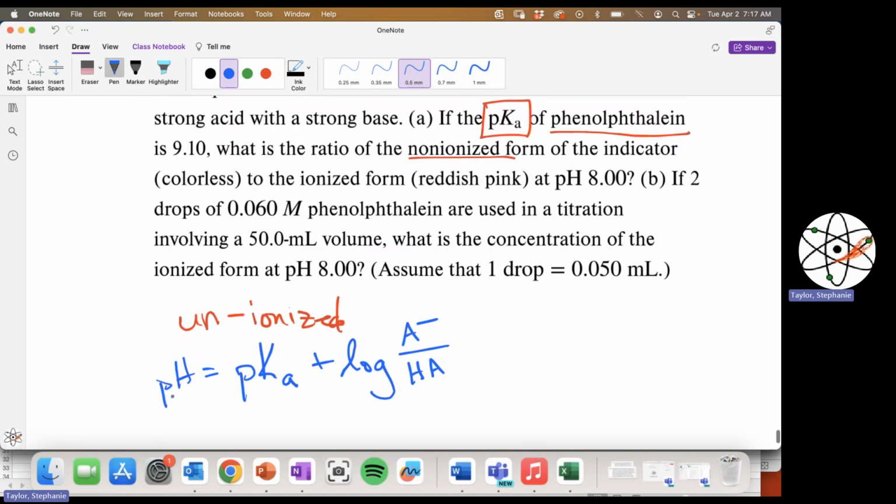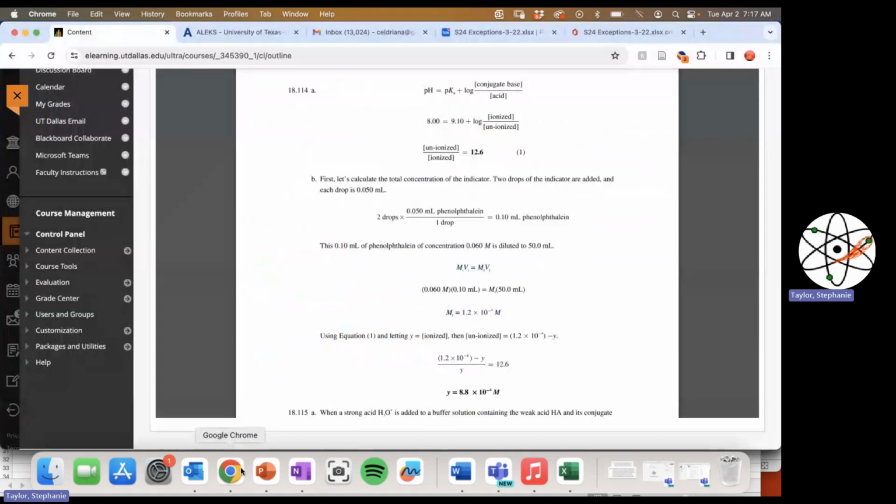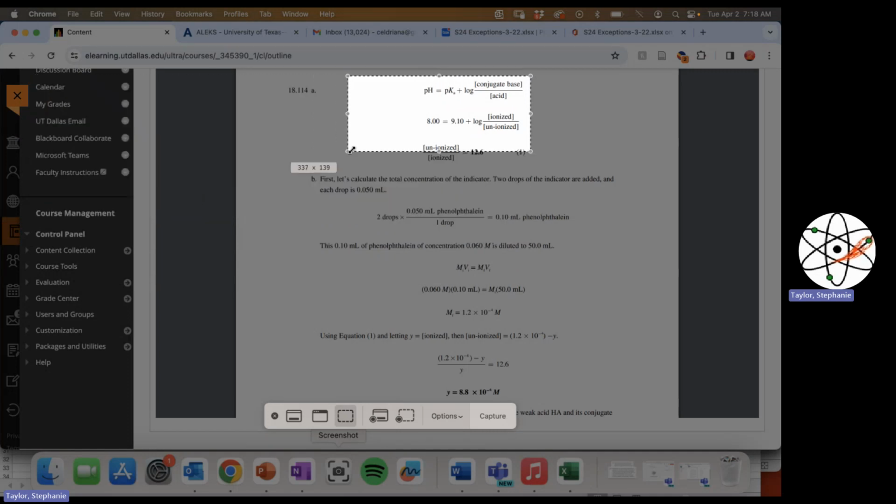So I want a pH of 8. My pKa is 9.1, and I can solve for my ratio from there. I did already go ahead and take a look at the key, so I am actually going to flip over there, mostly because I do also want to make certain that this is all making sense. Okay, so the other thing I want to double check in here is that the book did go ahead and do what I thought they were going to do. Let me show you this.